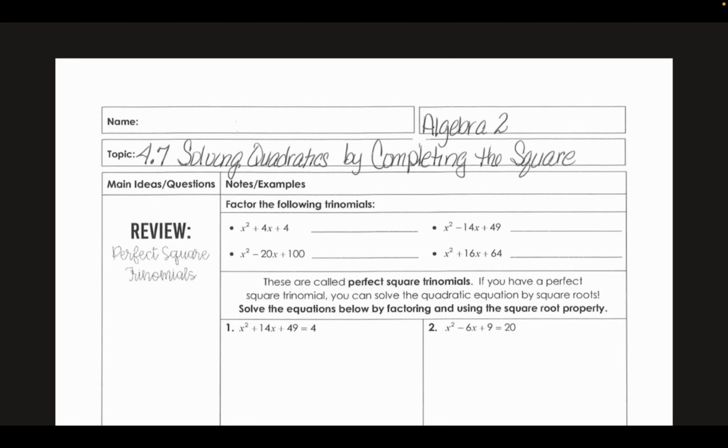Welcome everybody to Algebra 2, Section 4.7, Solving Quadratics by Completing the Square. So let's review some perfect square trinomials.